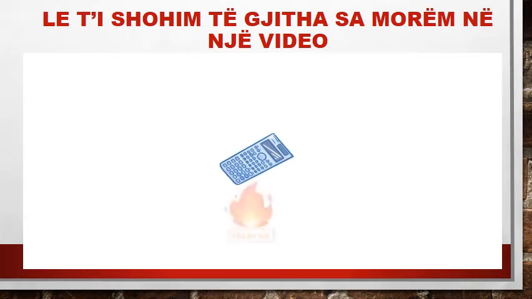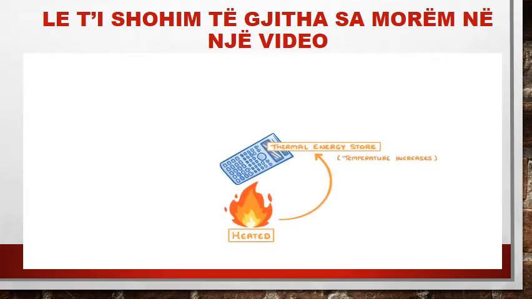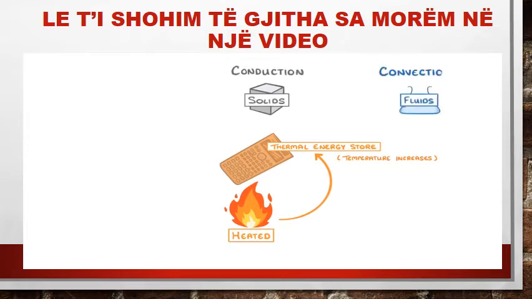Whenever an object is heated, energy is transferred to its thermal energy store, and its temperature increases. The process of heating, though, can take place in three different ways, depending on the medium involved. For solids, heat is transferred by conduction. In fluids, it's via convection, and to get through empty space, heat has to be transferred in the form of radiation.